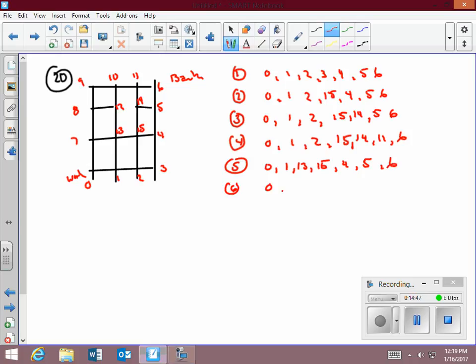And go 0, 1, go up to 13, and then go to 15, then go up to 14, then go over to 5, and then go 6.